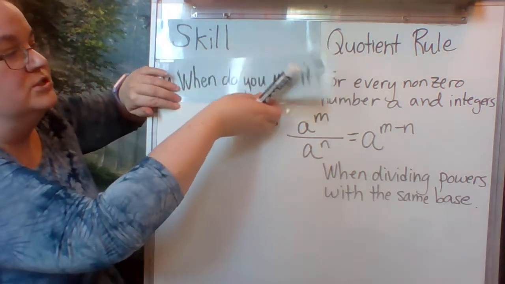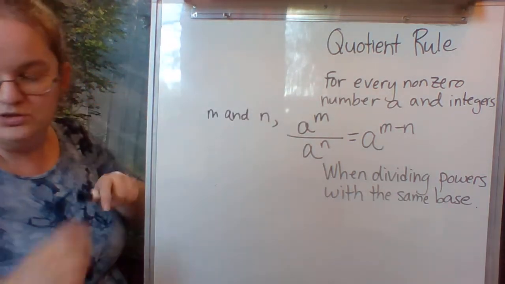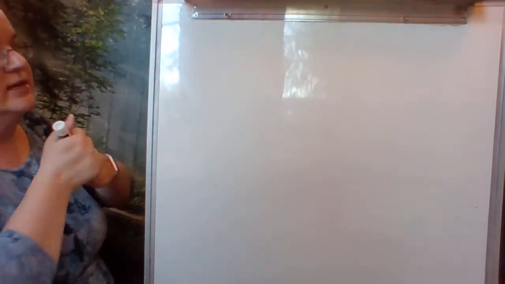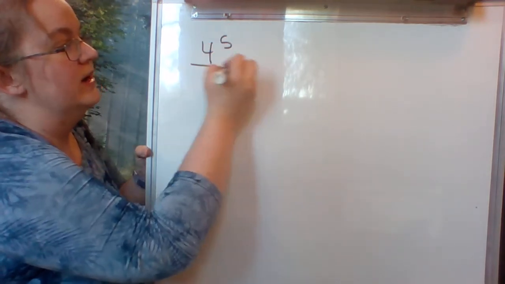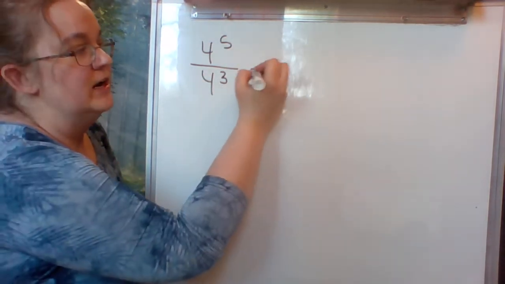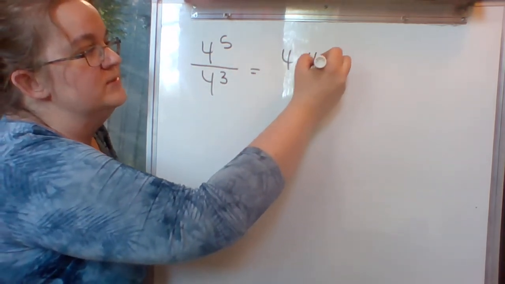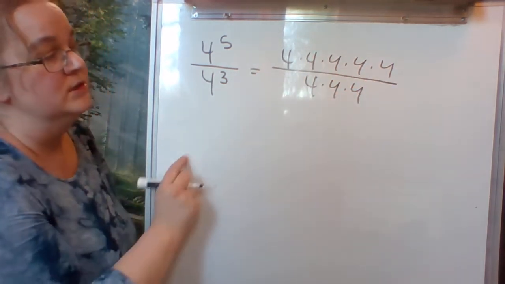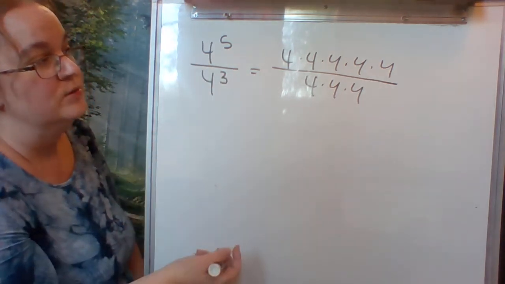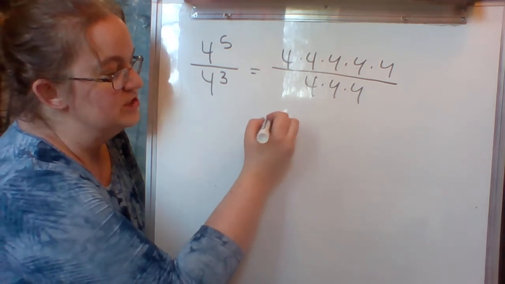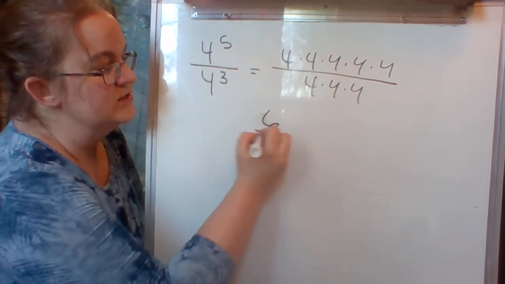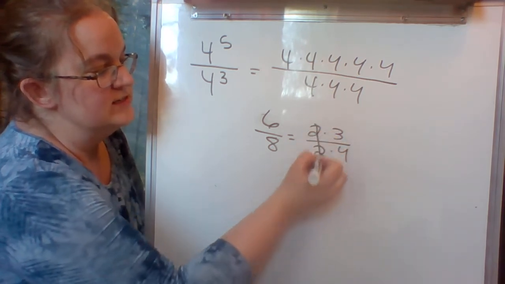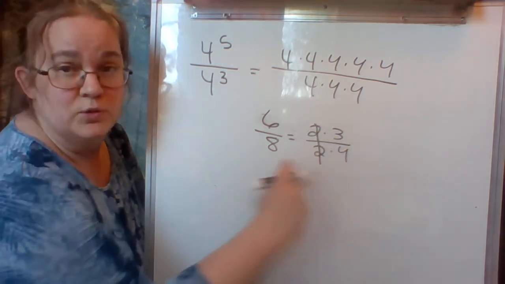I'm going to move this because I want to show you again why this works before I even do the examples. So let's say I have 4 to the 5th divided by 4 to the 3rd power. If I write that out, that would be 4 times 4 times 4 times 4 times 4, and this would be 4 times 4 times 4, because it's 5 4s multiplied and 3 4s multiplied. Well, if you remember simplifying fractions, like 6 over 8, and I write this as 2 times 3 and 2 times 4, I can simplify out the 2s, and I'm left with 3/4.